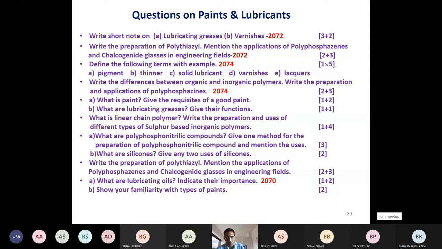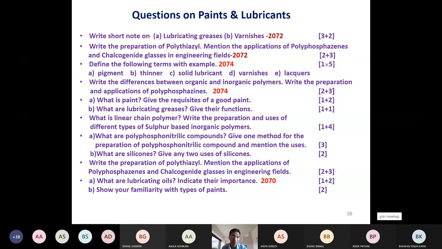Write the preparation and application of the polyphosphazenes. Very simple one. And what is paint? Define it, one mark. Then requirements of good paint, two marks. What are lubricating greases and give their functions. And what is a linear chain polymer, from the silicon based polymer or from the inorganic polymer.